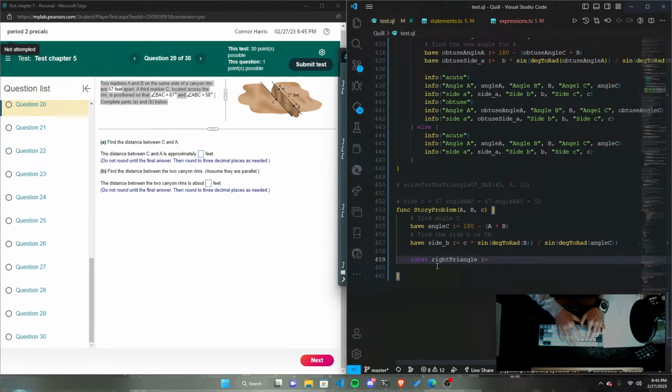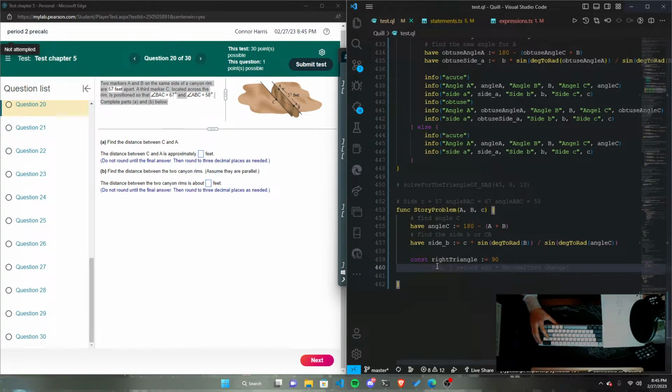Let's do rad 2 degrees of 90 because that is 90 degrees. Alright, I don't think we need to do that. I think we can just define it as 90. We'll see. So now we need to solve for the new values. B is going to stay the same. So B is still going to be 58.